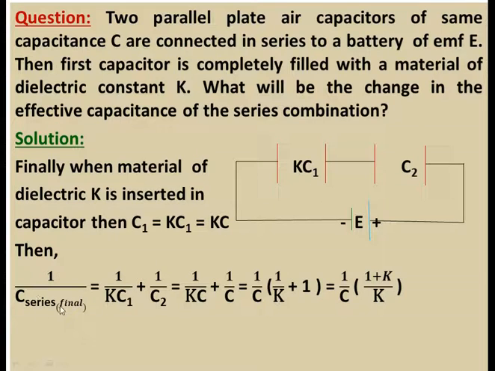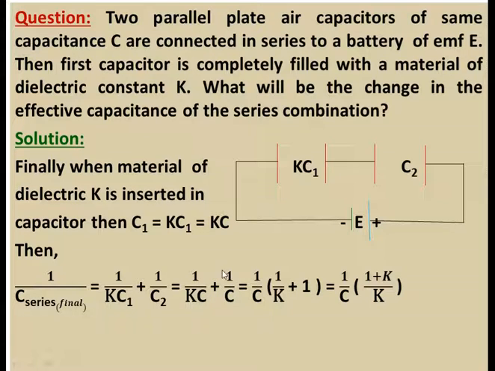So 1 by C series final, finally when we have the dielectric in this capacitor, is equal to the same formula, 1 by, in place of C1 we have to place KC1, so 1 by KC1 plus 1 by C2. So this is equal to 1 by KC plus 1 by C, which is 1 by C inside bracket 1 by K plus 1. You can take 1 by C common from these two.